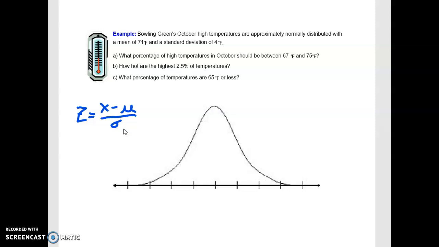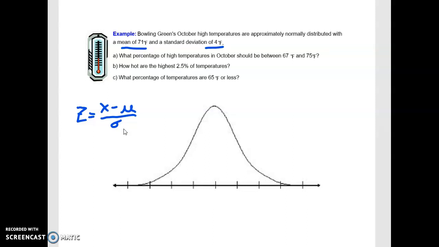Now, if we look at the problem here, this is from your notes. Bowling Green's October high temperatures are approximately normally distributed with a mean of 71 degrees and a standard deviation of 4. We want to find what this distribution looks like, and then they're going to do some percentages. This problem is actually using the empirical rule more than anything, but let's lay out the distribution. So, if we have a mean of 71 and a standard deviation of 4, remember that the mean is always right here in the middle.